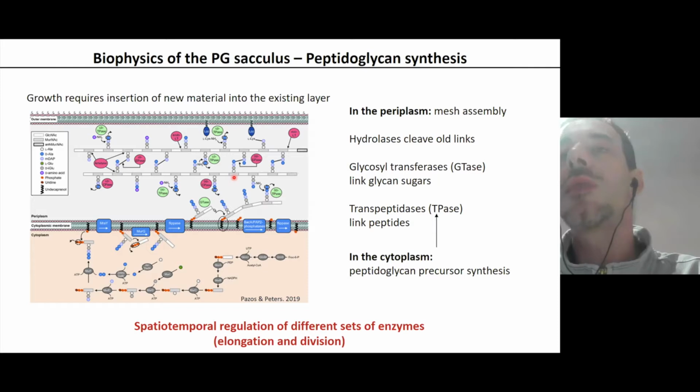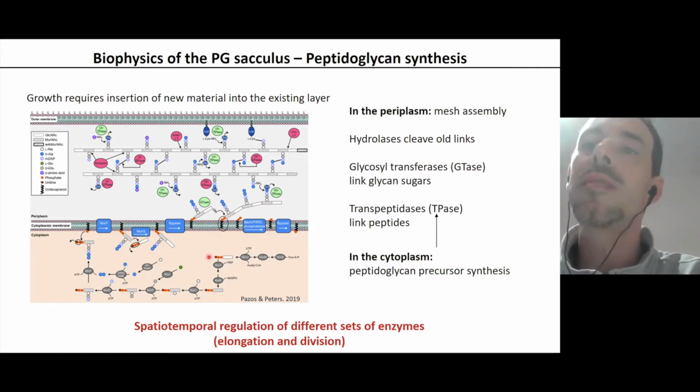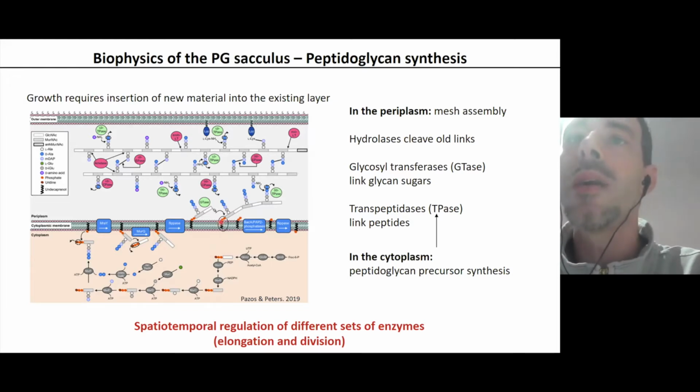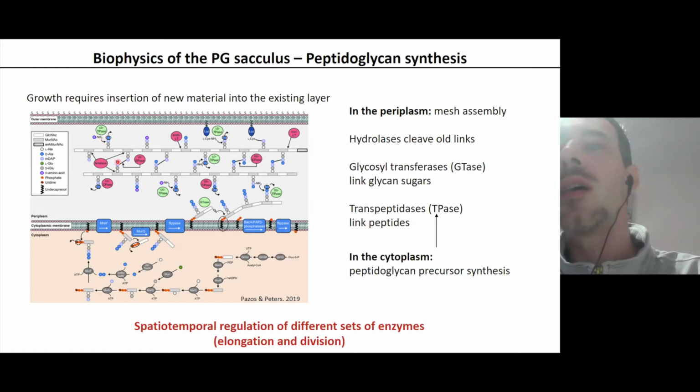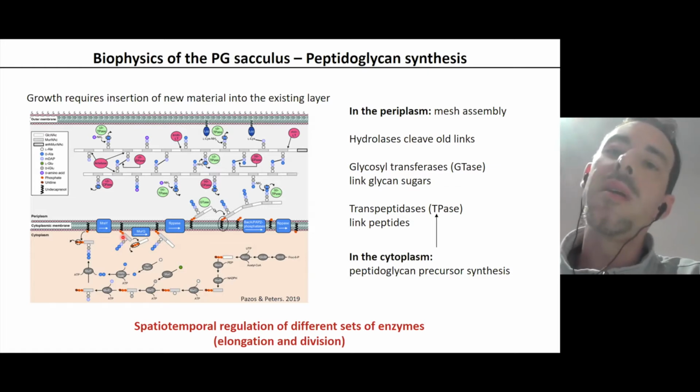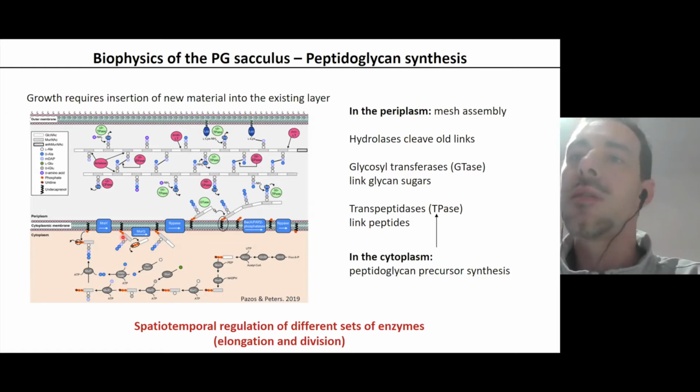Then there are other enzymes, the glycosyl transferases, GTases, that are able to link the sugar backbones. The sugar backbones are the ones in gray and white. And finally, there are also hydrolases that are able to cleave all the links. This is the mechanism by which the cell replaces the old part of the sacculus with the new material, and it needs to be strictly regulated by different enzymes that we've already seen. There are different enzymes working during the elongation and the division processes.